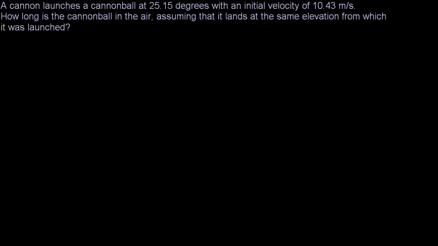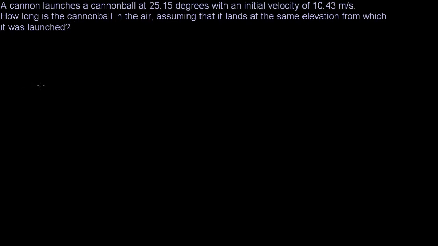So here we are. It says a cannon launches a cannonball at 25.15 degrees with an initial velocity of 10.43 meters per second. How long is the cannonball in the air, assuming that it lands at the same elevation from which it was launched? Now, if you're in one of my AP classes, you'll notice that this part, assuming that it lands at the same elevation from which it was launched, has been added. It really should have been in there to begin with, but that should help a little bit in setting up the problem. So let's start by drawing a picture.